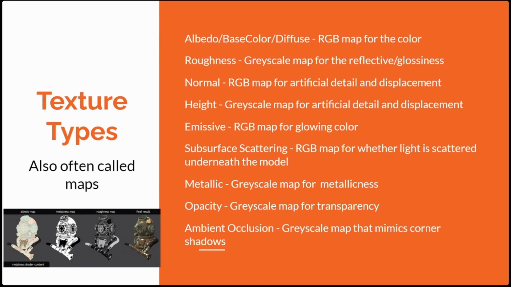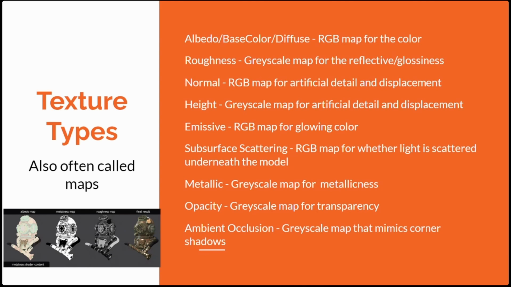So, different texture types. And this is just vocab. We're going to upload both the recording of this and the actual slideshow to our drive. Albedo, base color, and diffuse are technically different things, but they're all the same thing. That's the RGB map for color. So if you see that, that's what the color is.